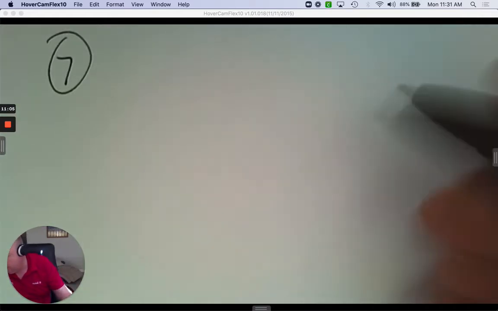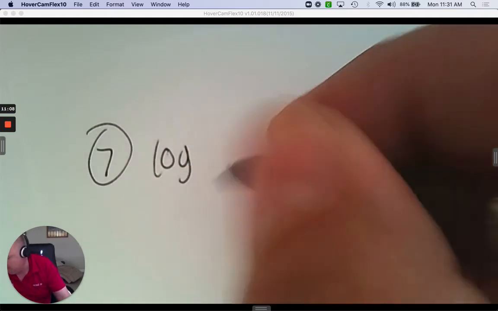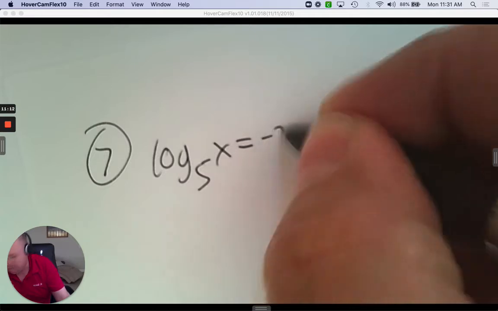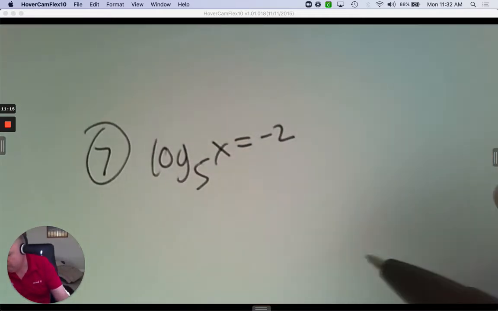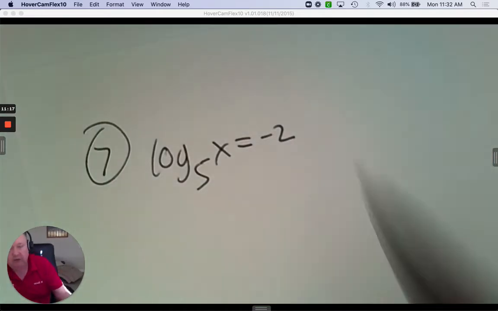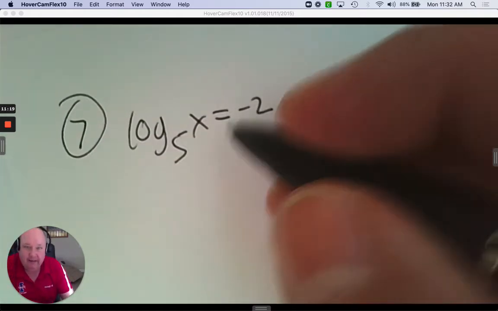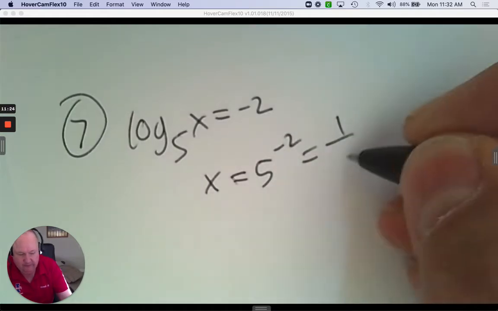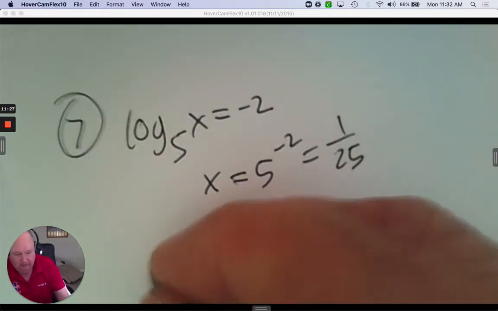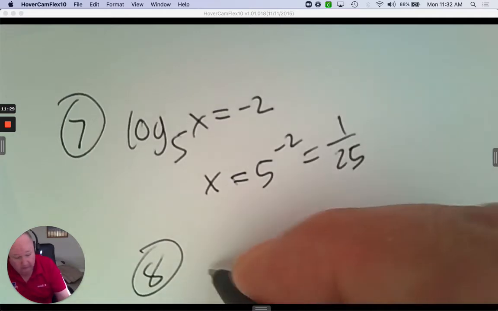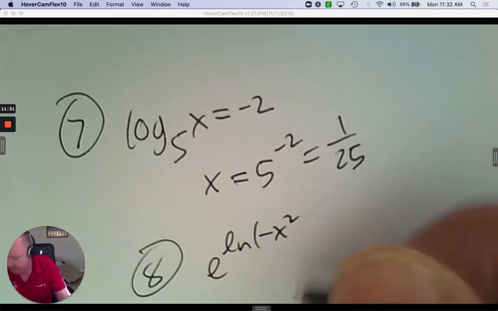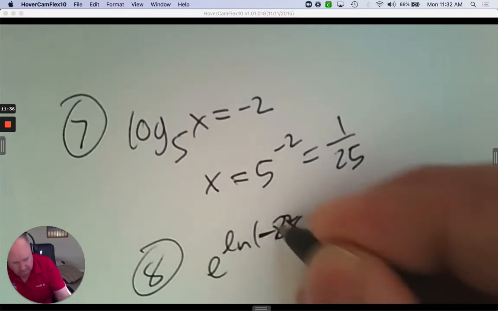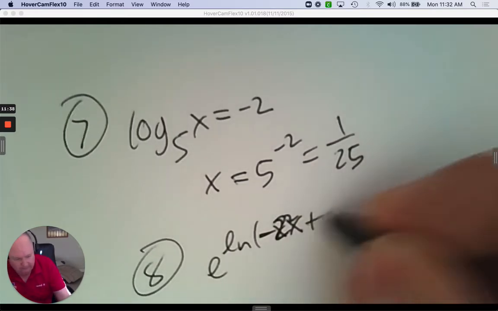There it is. Number 7, without using a calculator, solve for x. So here's a review of logarithms. So to solve for x here, write it as an exponential. So it's inside the logarithm, the base, and the exponent, and you have the answer. Number 8, if you know what you're doing, these are very quick questions. Oops, that says negative 2x plus 3.